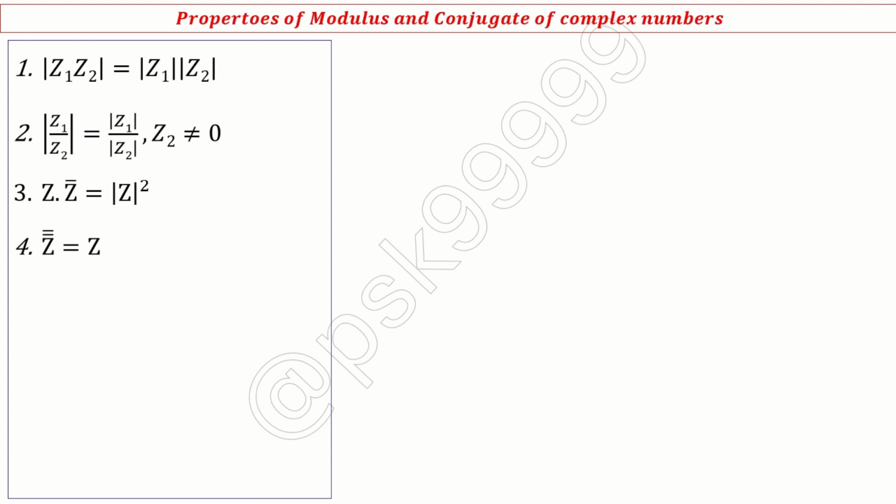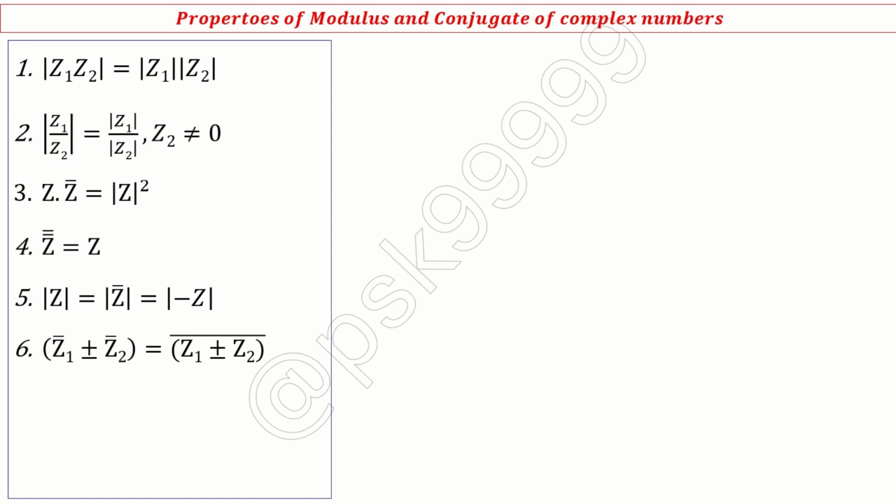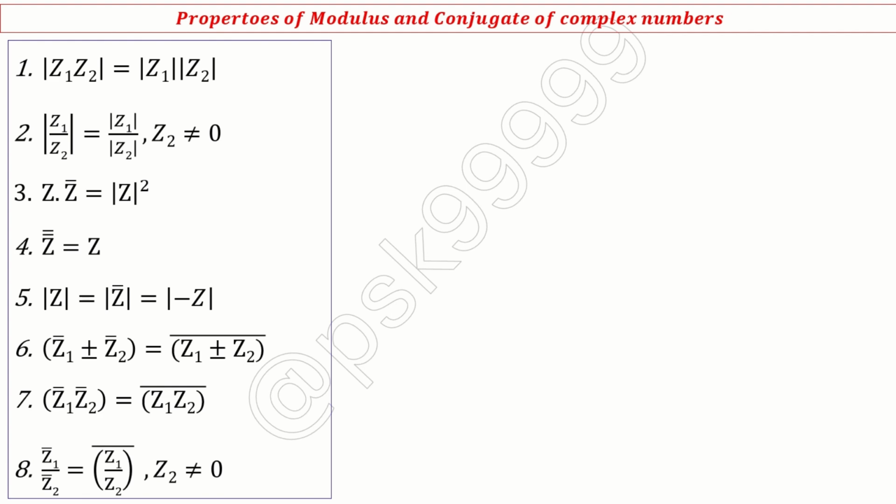z bar whole bar is equal to z. If you conjugate a given complex number twice, you get back the same number. Modulus of z equals modulus of z bar equals modulus of minus z. All these are same. z1 bar plus or minus z2 bar equals z1 plus or minus z2 whole bar. So all these properties we can derive. These are all useful when you solve the problems.